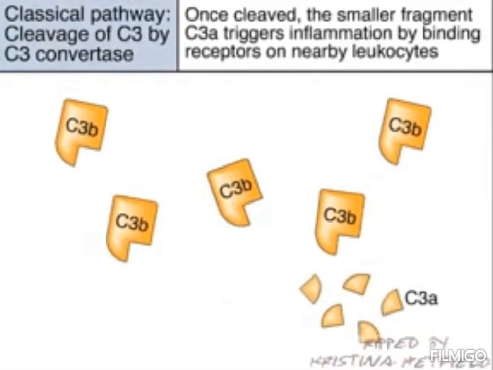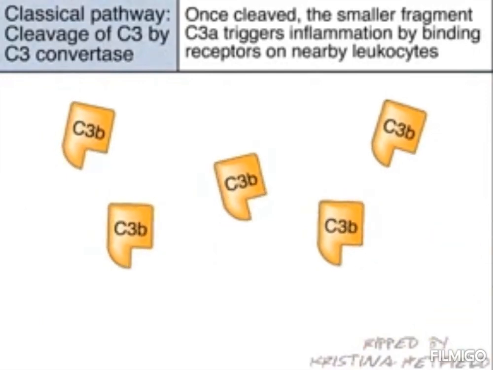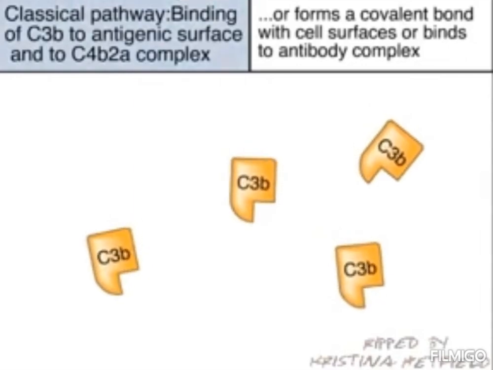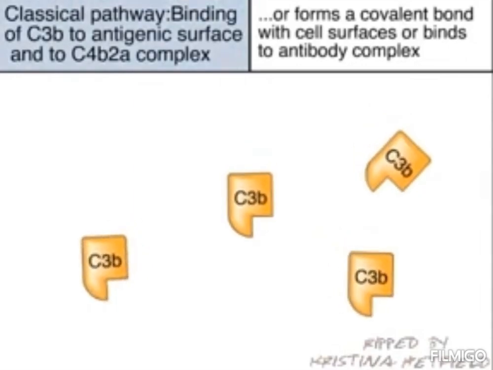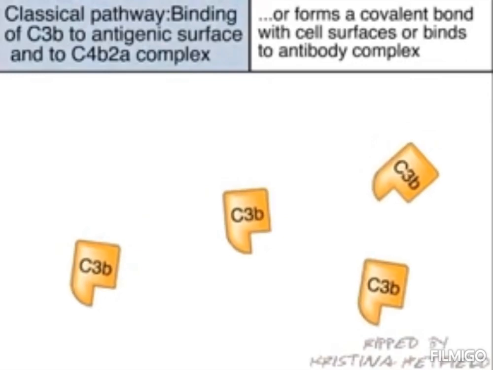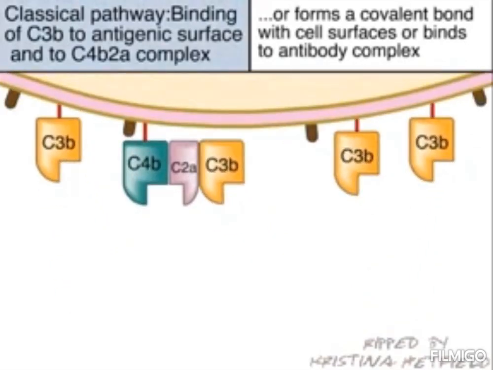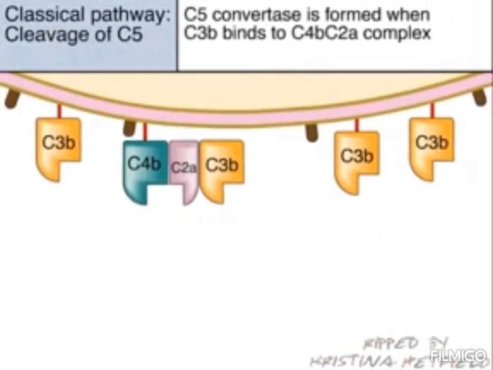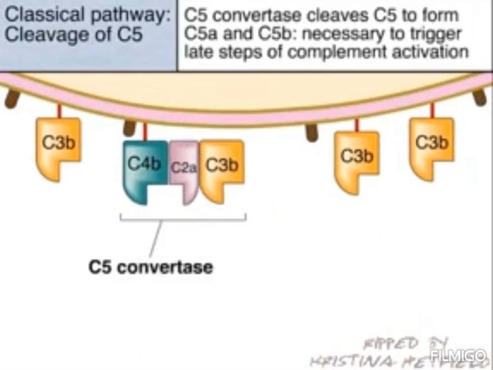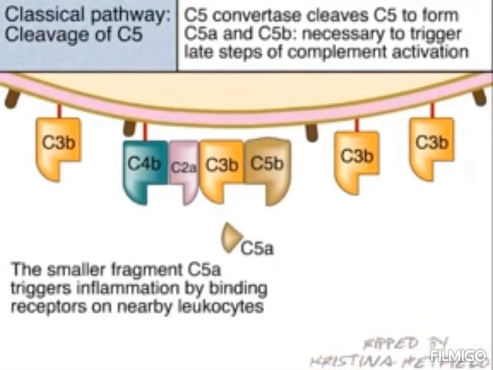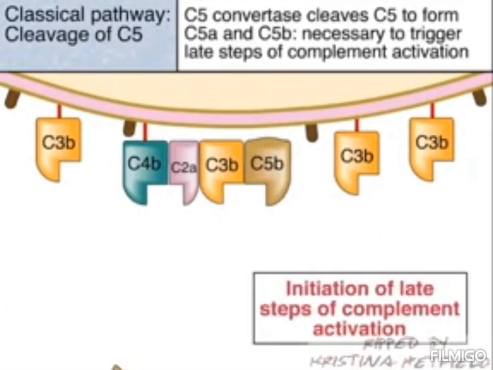Just remember the way we discussed in the classical pathway. It starts with the antigen-antibody complex, which means it's the specific immune response. The antibody recognizes a specific antigen and triggers this complement cascade, starting with C1 all the way down to C9. The alternative pathway isn't specific. C3 binds directly to the pathogen and triggers the rest of the cascade.